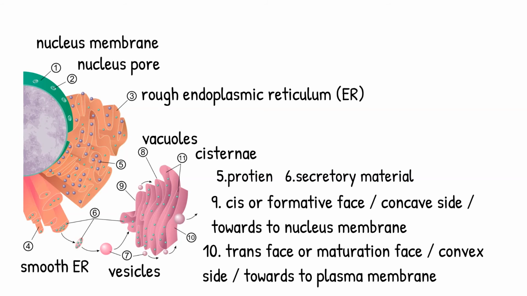As we discussed earlier, the concave side, or formative phase, is towards the nuclear membrane, which is numbered 9 here. You can see the stacks of cisternae creating the Golgi here. And the trans phase or maturation phase is numbered 10. In figure number 6, you can see the raw material coming into the Golgi. It first enters the vesicles and then the vacuoles.